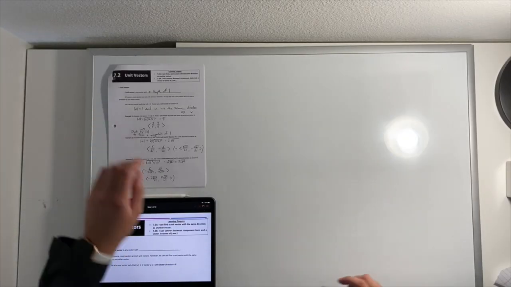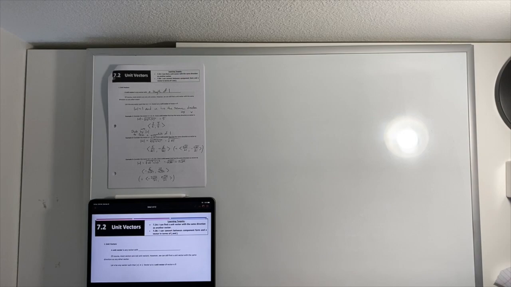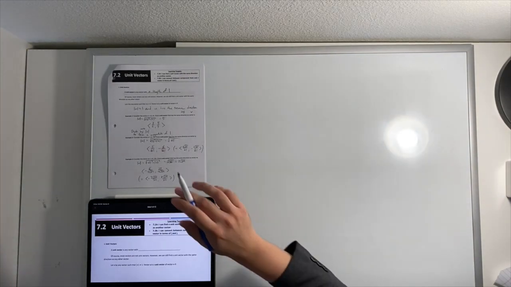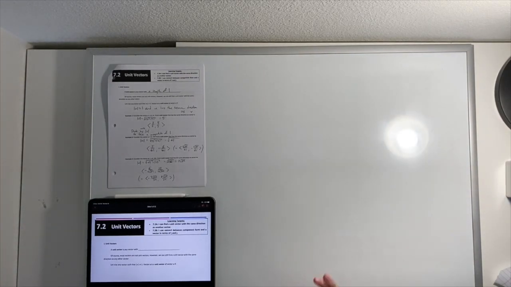All right, Mr. Boothman here. Let's get started. All right, let's go ahead and get started with section 7.2. 7.2 is all about what we call unit vectors. Okay, so what do we mean by unit vector?